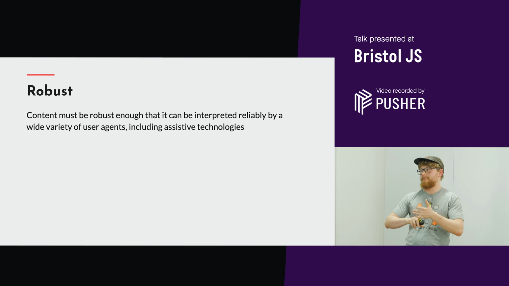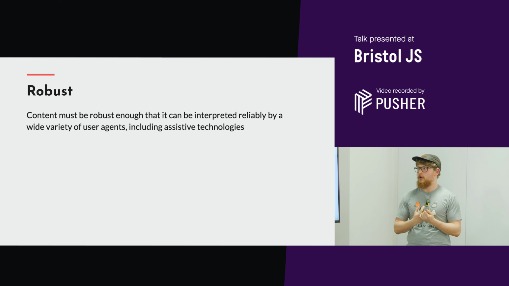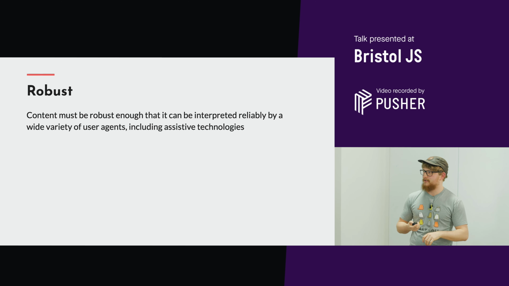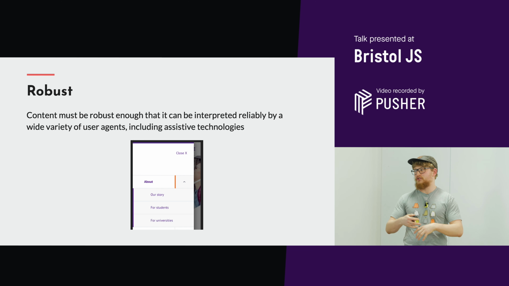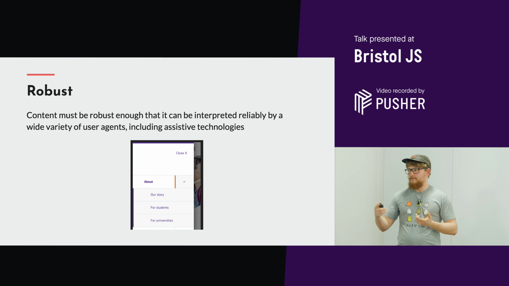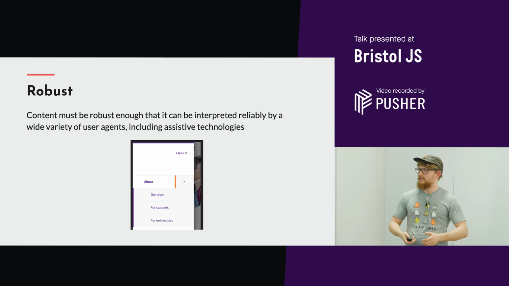And finally, robust. Content must be robust enough that it can be interpreted reliably by a wide variety of user agents, including assistive technologies. For me, this really also is about performance. Let's say that we've done a terrible job of coding the site, it's super slow, someone's on a really old Android phone on a really poor data connection, there might be a chance that they can't open the menu, or if they do, it lags. They'll touch it, nothing happens, they'll touch it again, it'll close. So you've got to make sure that your sites are robust enough to withstand not just me using it on a fancy MacBook Pro on a gigabit data line.